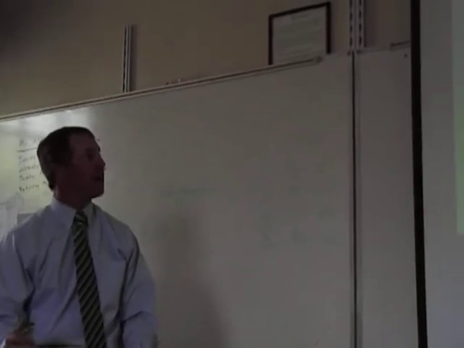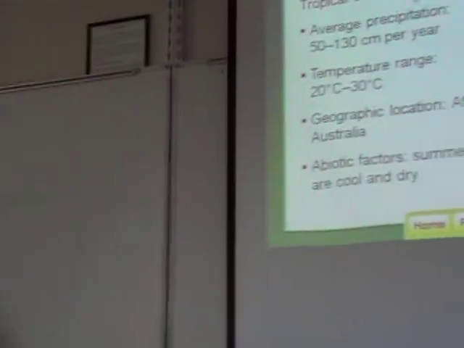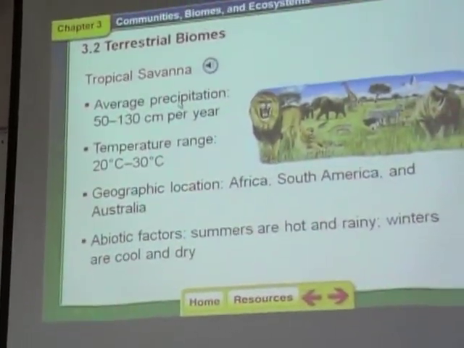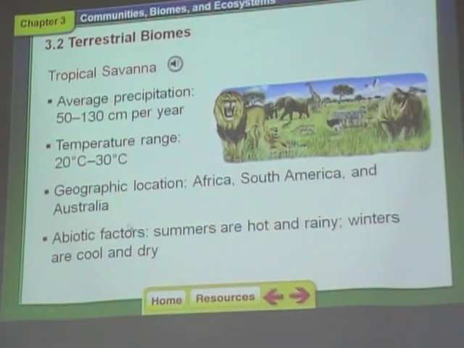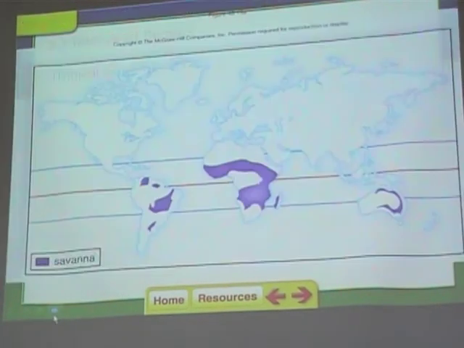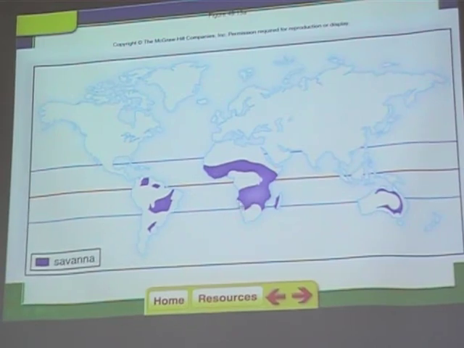And then you have your savannas. This was the Lion King one. Savannas are kind of like grasslands, with very similar temperatures and rainfalls. That's what we need in America. You get a lot of these savannas. Here's where they're located. Look at Africa. Most of Africa is savanna.